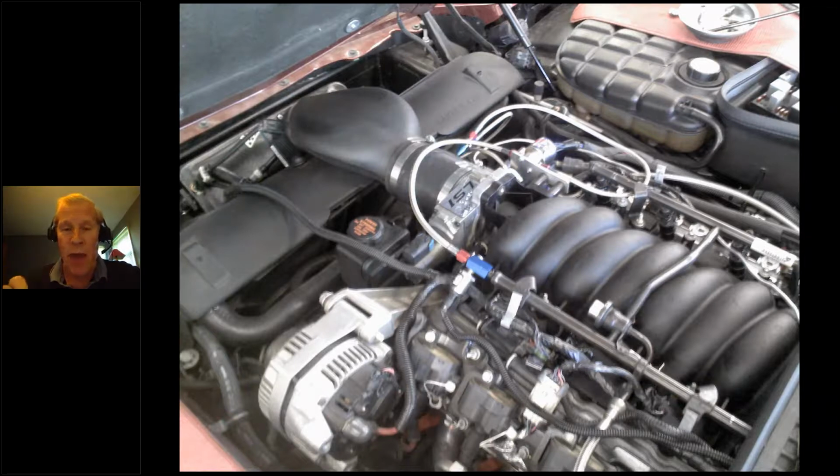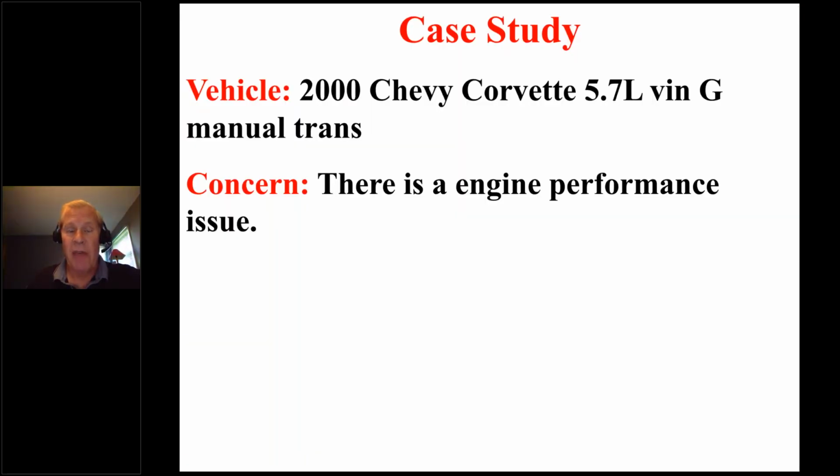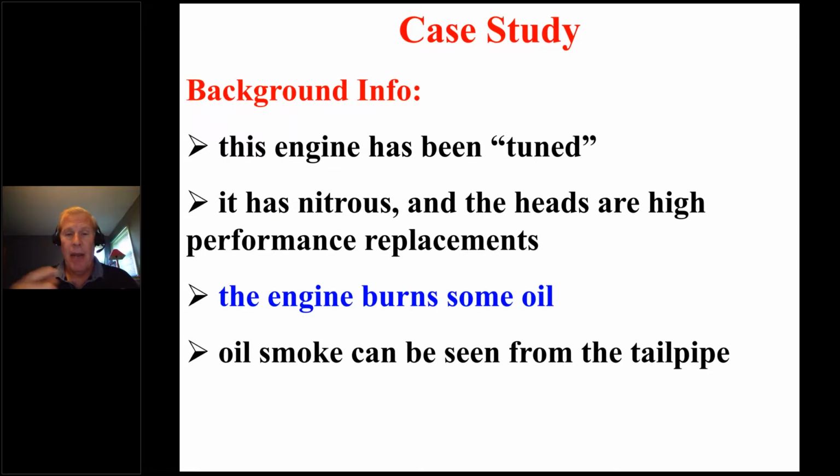So I have a Corvette engine that's been highly modified. It's got high performance cylinder heads. It's hard to tell in a picture. It has nitrous oxide on it. It's got a tune in it. So it's a 2000 Vette with a 5.7 that runs poorly. That is the complaint. And again, it has nitrous.